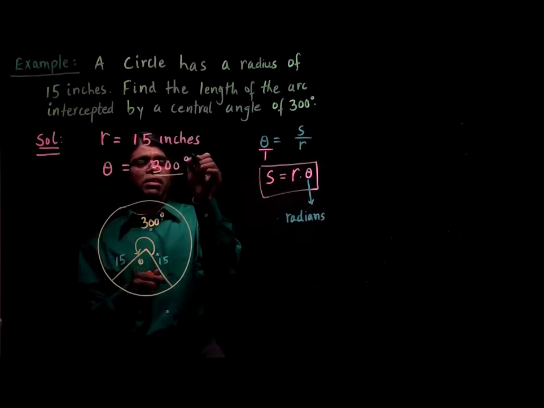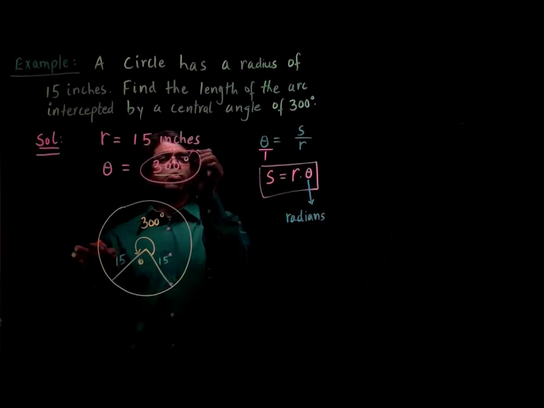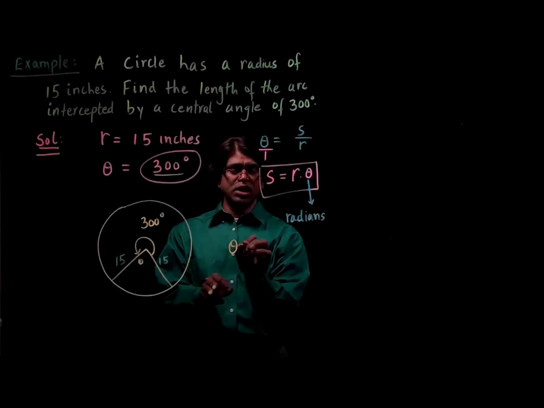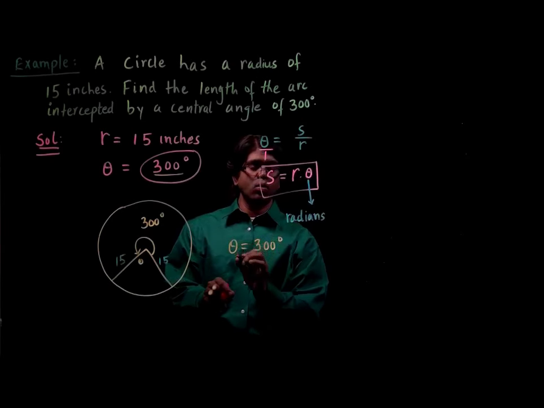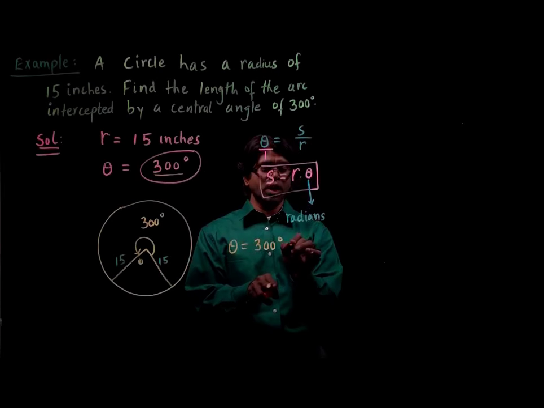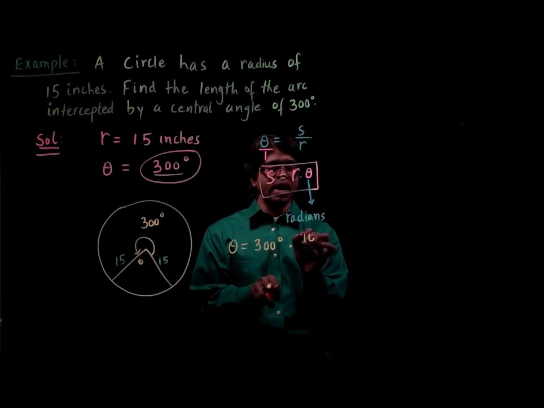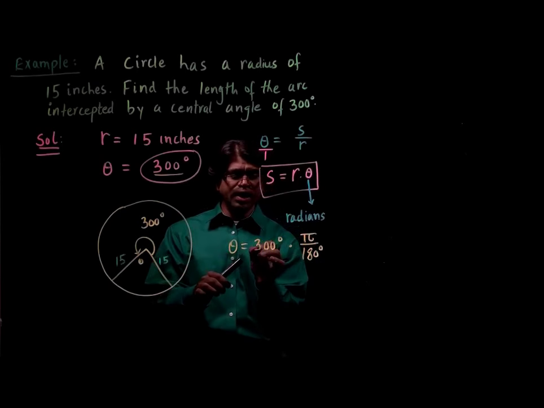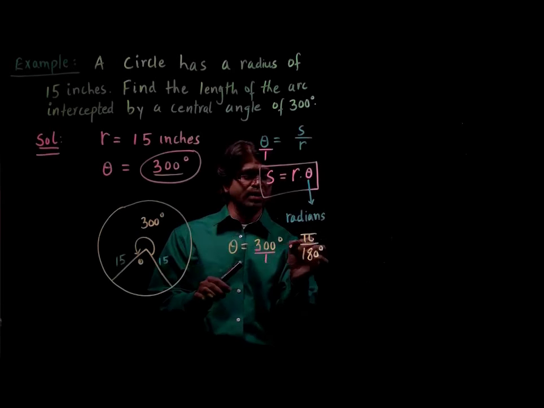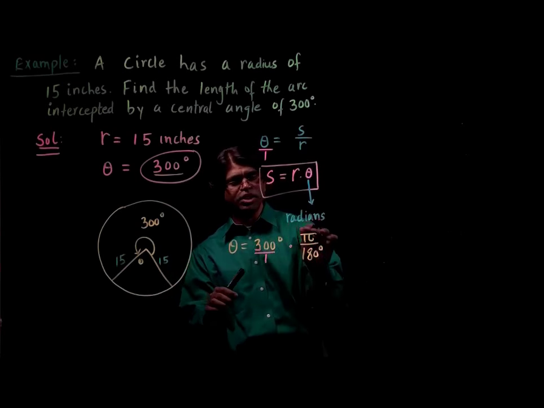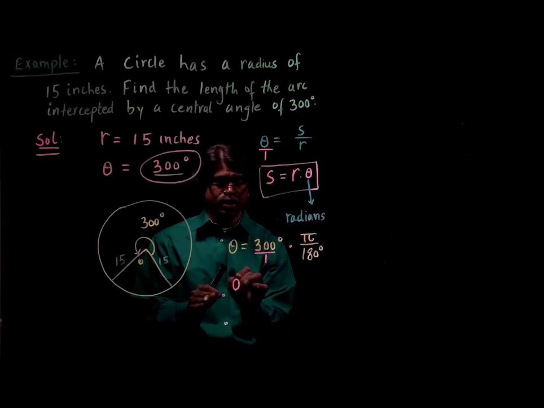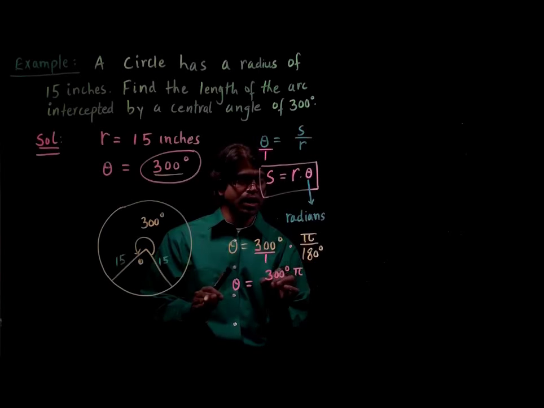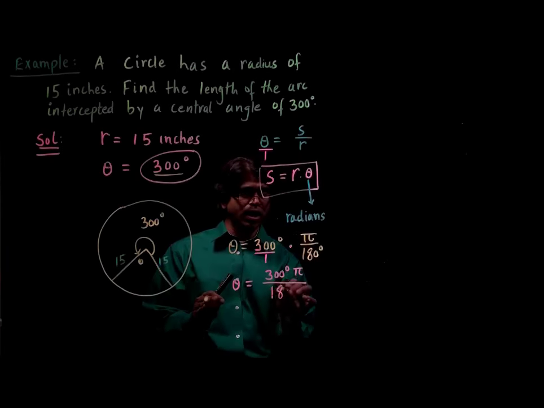So let's look at this angle. This angle is given in degrees. So what we need to do is convert that angle from degrees to radians. If you look at the question, theta is 300 degrees. We need to convert from degrees to radians, so I'm going to multiply this by pi over 180 degrees. Now let's simplify this one. I can write 300 as 300 over 1 times pi over 180. I will multiply numerator with numerator and denominator with denominator. So I will write theta is equal to 300 times pi is 300 pi, and 1 times 180 is 180 degrees.